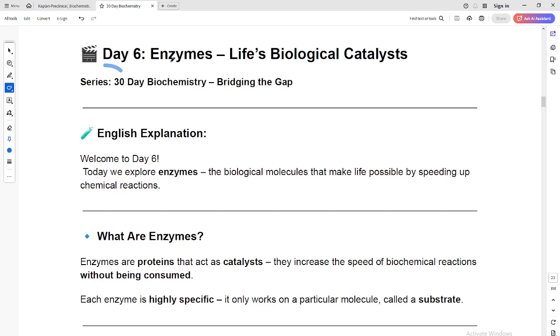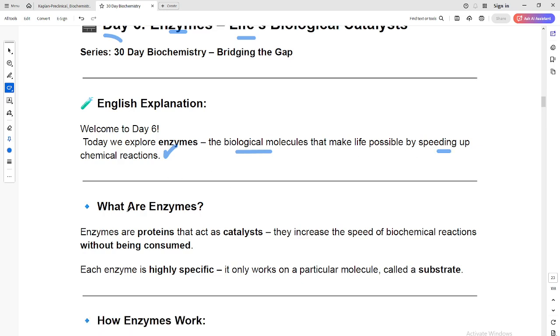Day 6. Enzymes are life's biological catalysts. Welcome to day 6. Today we will explore the enzymes. They are biological molecules that make life possible through speeding up chemical reactions.